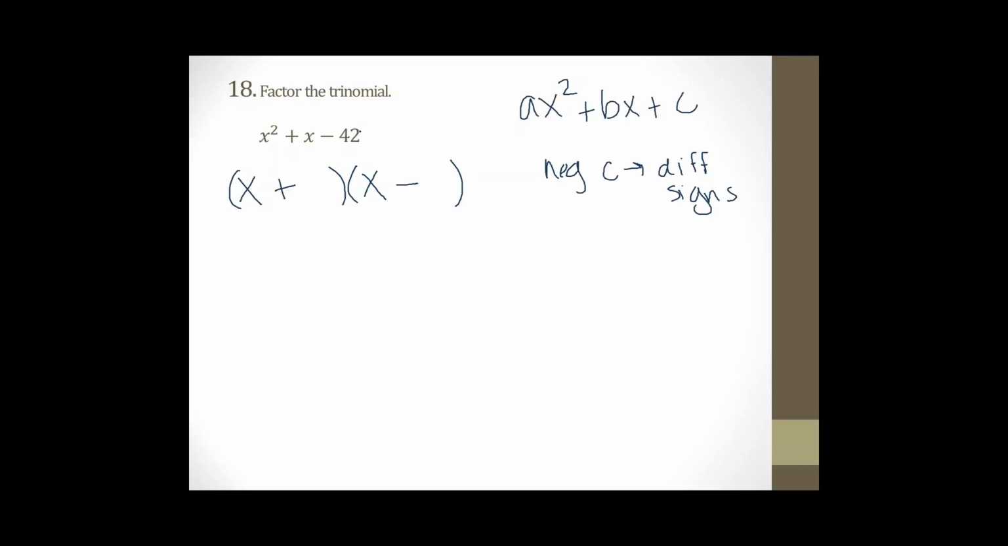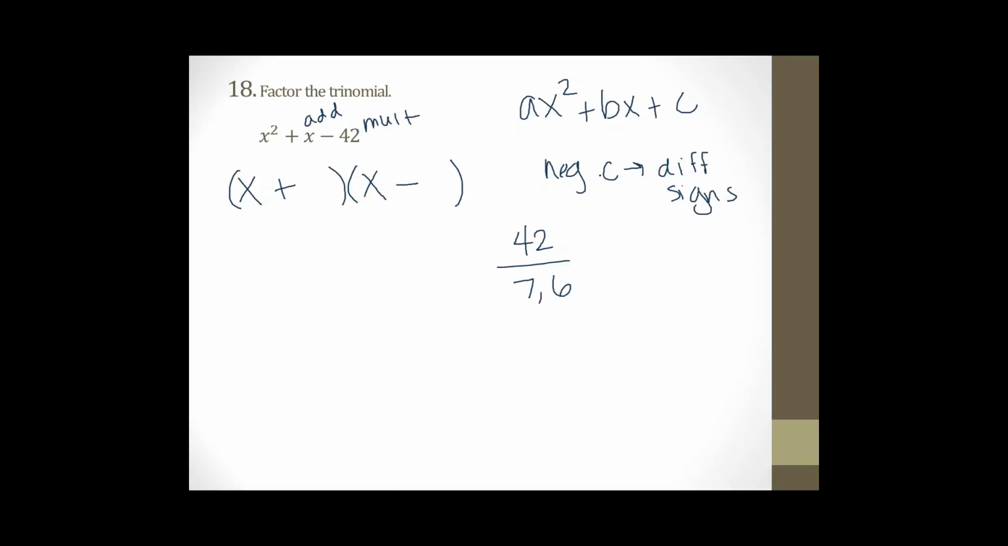Now we need to figure out the 2 numbers that multiply to give us negative 42 and add to give us 1. So if we think of factors, or 2 numbers that multiply to give us 42, I think of 7 times 6. 7 times 6 is 42. Now I need to add the 2 numbers together to get 1, and they need to multiply together to get negative 42. And we already have here that one of them needs to be a negative number.